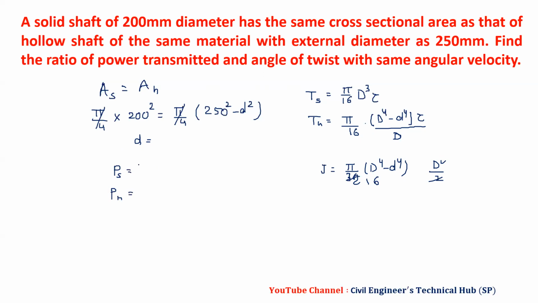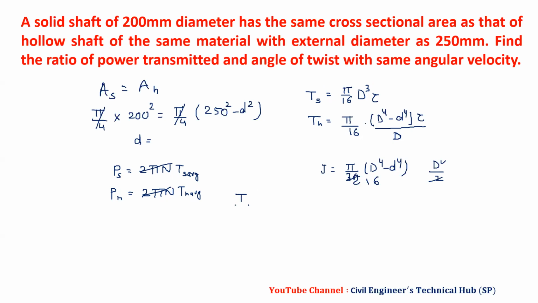Now if we see the remaining part, we have 2 pi n T solid average and 2 pi n T hollow average. In this, 2 pi n is the same. So power of solid shaft upon power of hollow shaft, if n is the same, is nothing but T of solid shaft upon T of hollow shaft. And then you have to find the angle of twist.